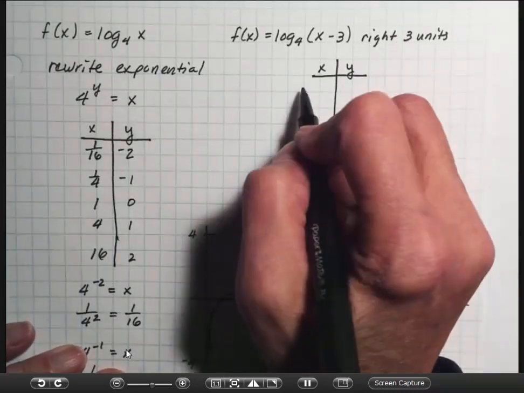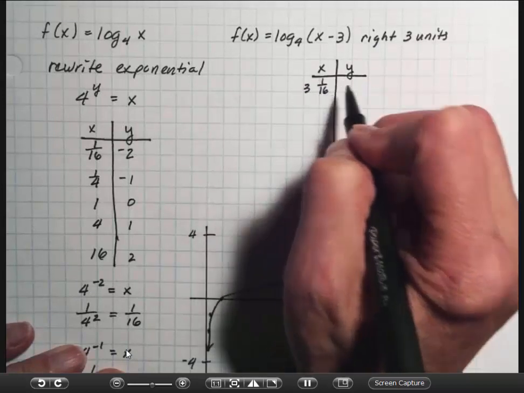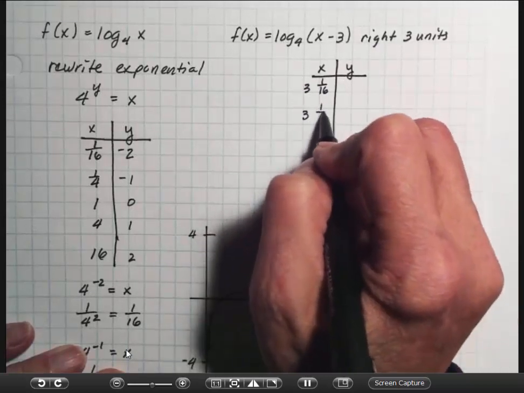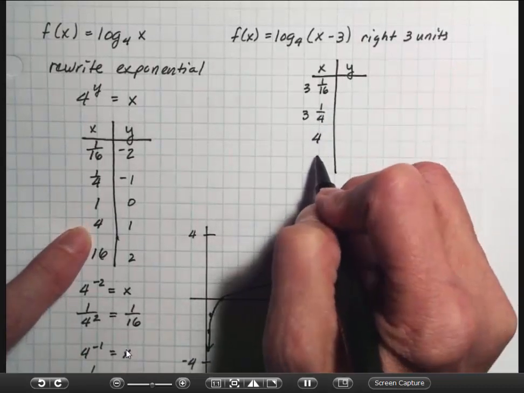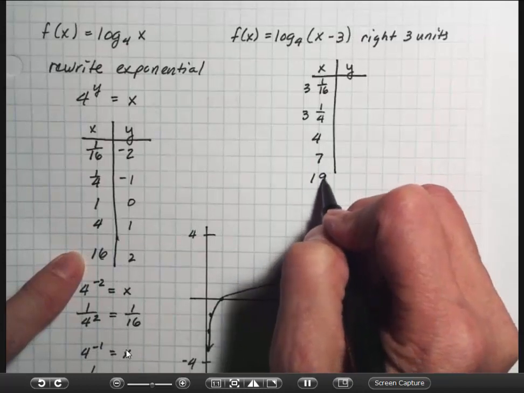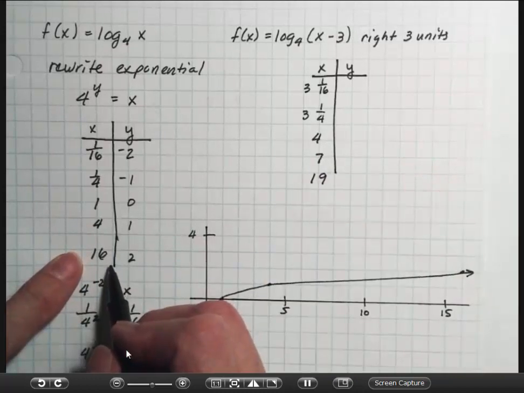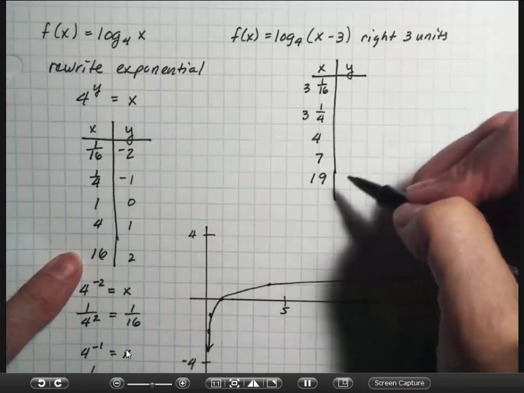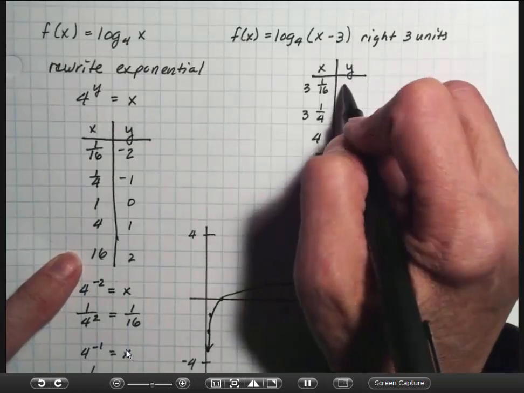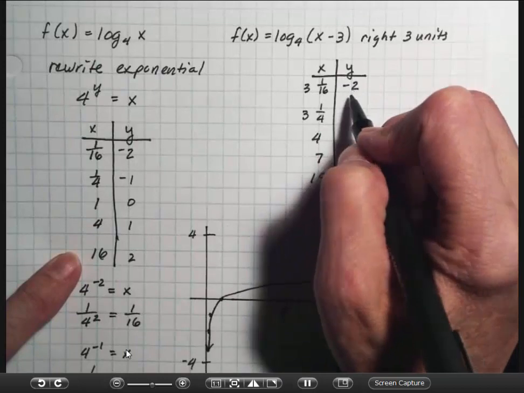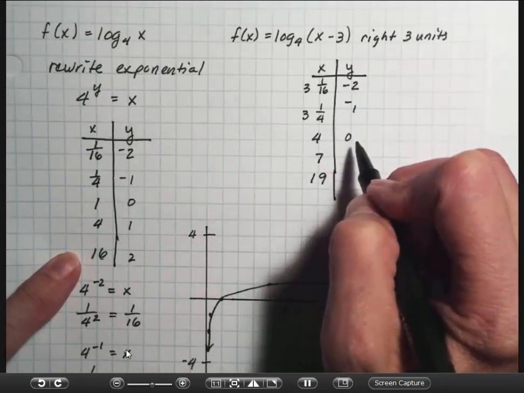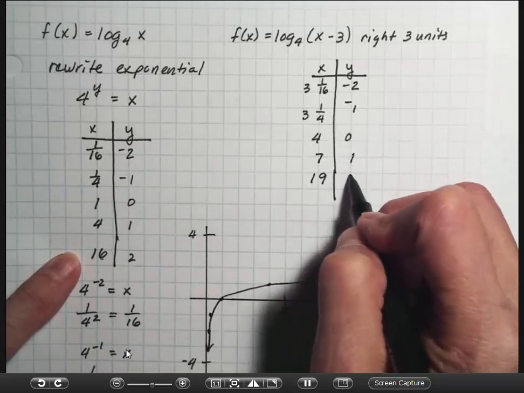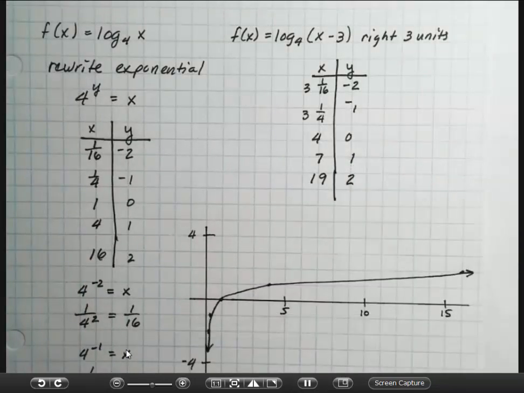So I'm going to have 3 and 1/16, and I'll have 3 and a 4th, and then I'll have 4, 7, and 19. So I'm adding 3 to each one of my x terms over here. My y terms aren't going to change. They'll still be -2, -1, 0, 1, 2.